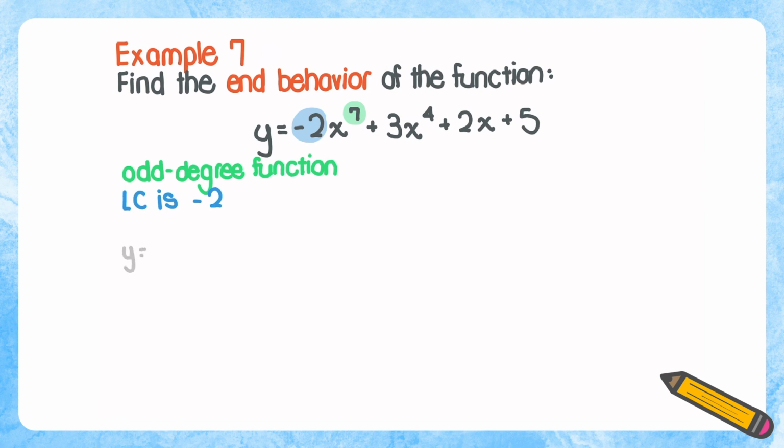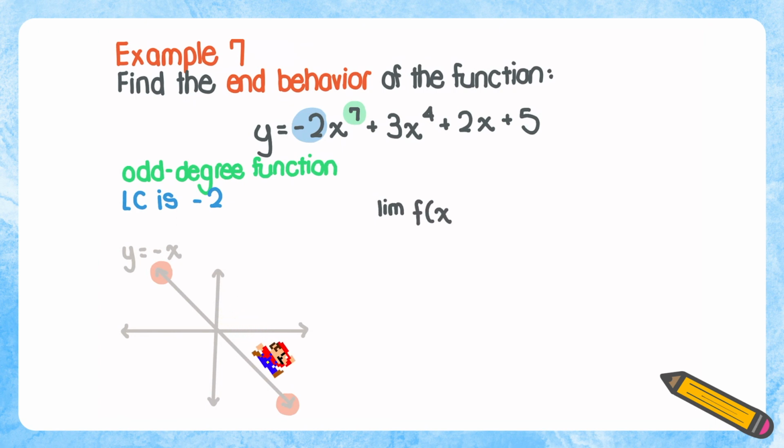So I'm going to provide a sketch of y equals negative x, because even though the functions will look very different, they still have the same end behavior characteristics. So like the sketch shows, we're going in opposite directions here. So let's go to the far right first. So the limit of f of x as x approaches infinity is negative infinity, because we keep going down.